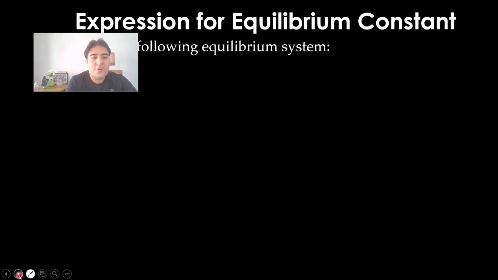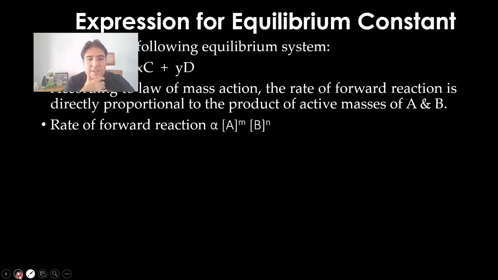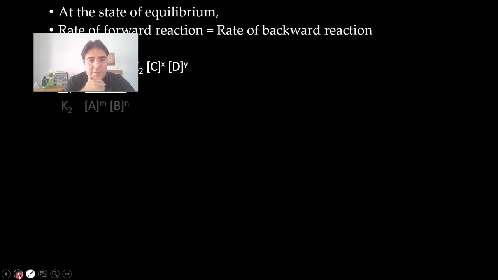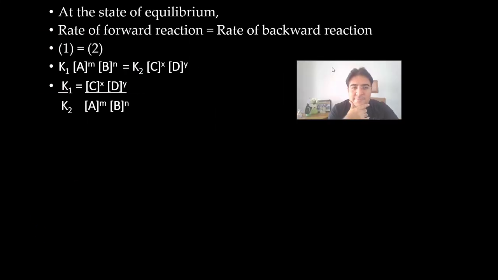Then we know how to derive the equilibrium expression. We have done this before: forward reaction, K1, reverse reaction, K2. At equilibrium, they are equal. So when they are equal, K1 upon K2 is a new constant, which is called Kc. Kc is for concentration: K for constant and C for the concentration.